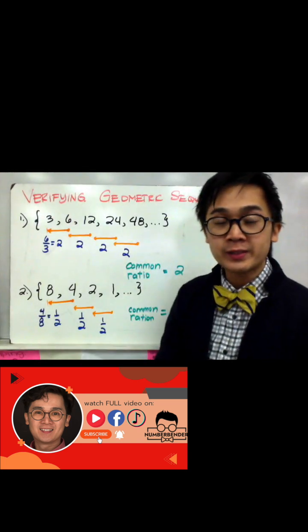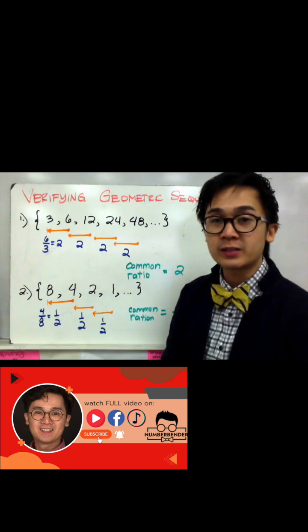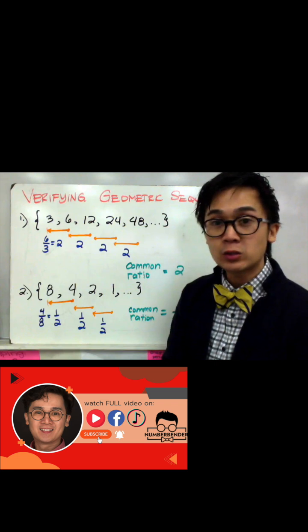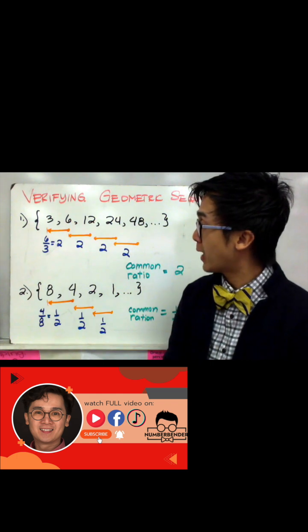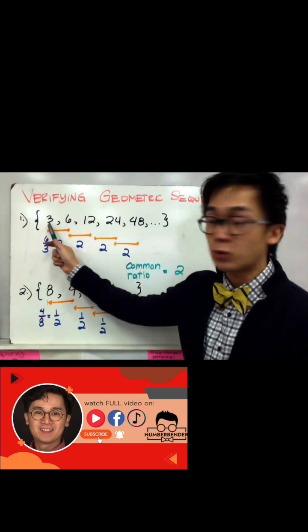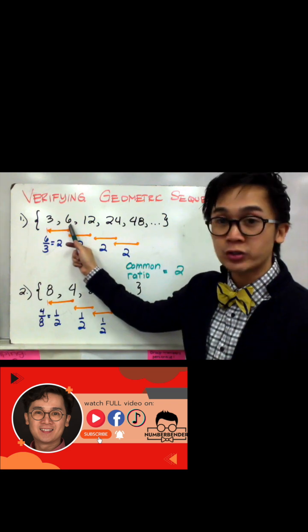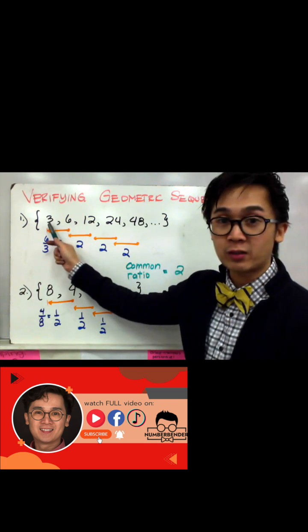Now, for our first example, we're going to verify if the series of numbers that we have is considered to be a geometric sequence. And to do that, all we have to do is to find the common ratio for each of the pair of terms. So for the first pair, we have 6 and 3, so simply divide the second term by the first term to get the common ratio.